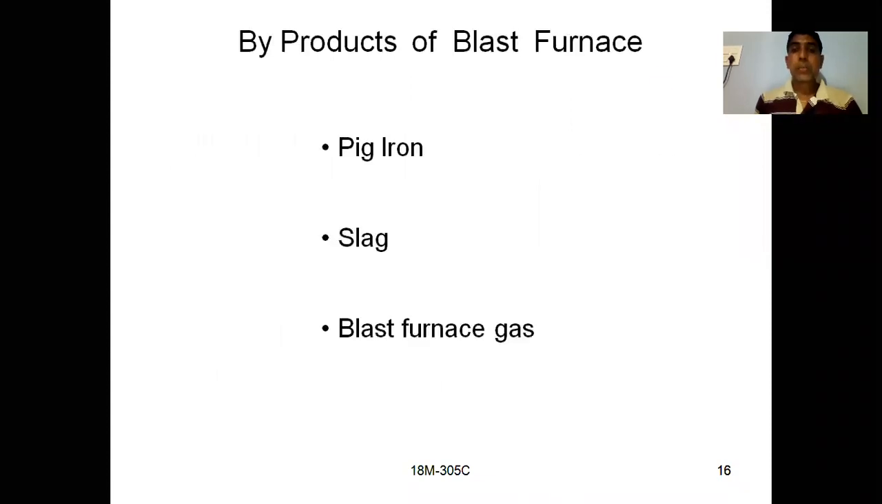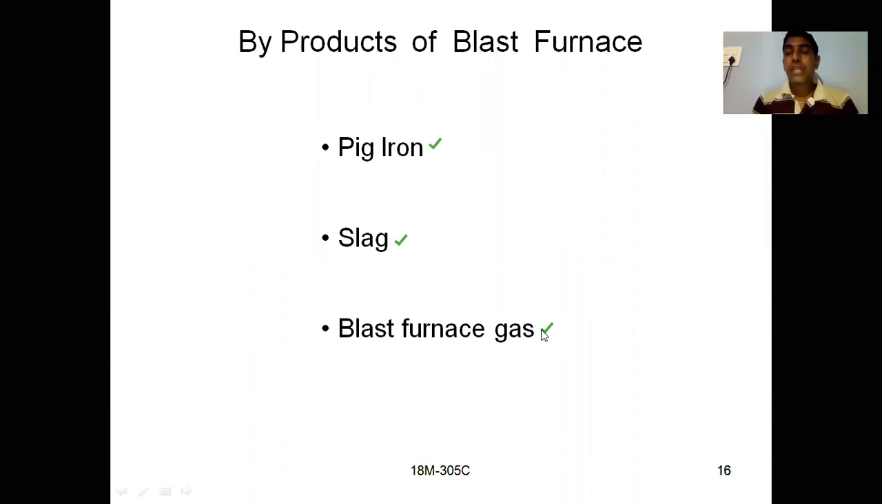And next, products of blast furnace. So not only byproducts, here you are also getting the main product. So what is the main product of blast furnace? Pig iron. Along with pig iron, you are having slag, and you are having blast furnace gas. That means you are having hot gas you are getting as output.